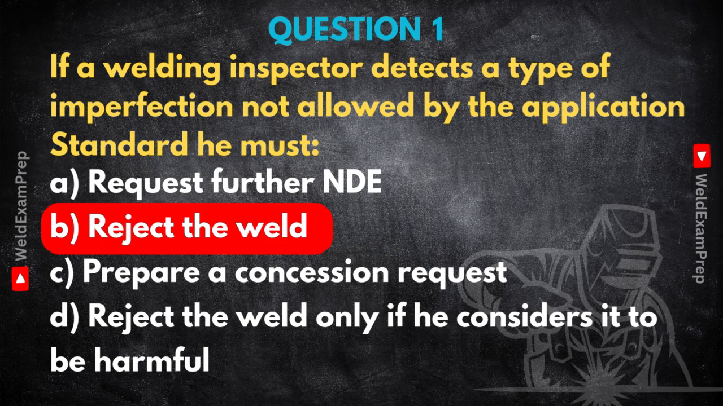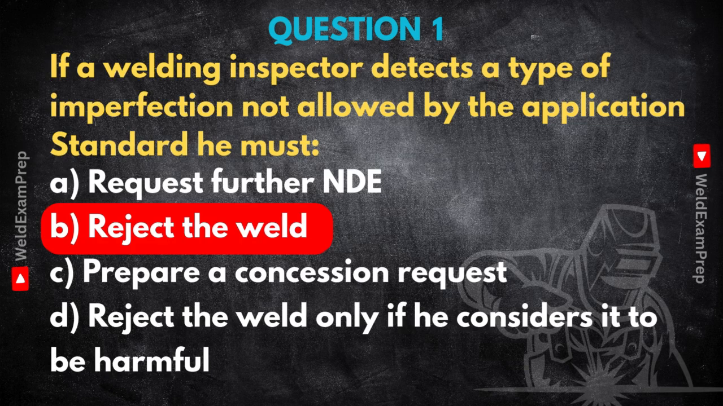What's really crucial here is how this defines your primary role. If something is not allowed by the application standard, well, that standard is the rule, full stop. It's not up for debate, not your personal judgment. The standard says no, then it's a fail. Compliance is everything. Your job is simply to check if the weld meets the requirements. If it doesn't, it's non-conforming, period.